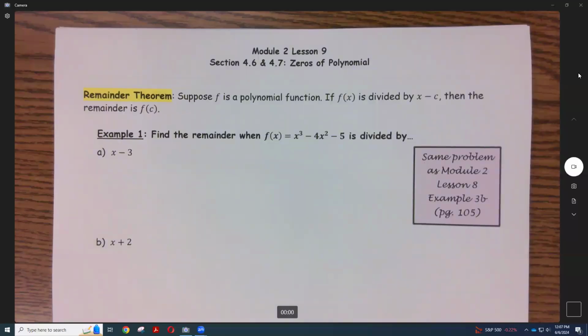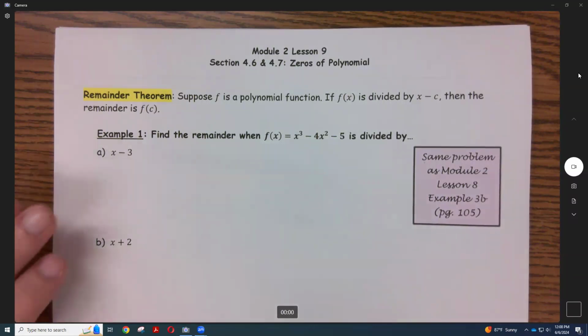The first things that we're going to cover in this lesson are the remainder theorem and the factor theorem. And to be perfectly transparent with you, the only reason I'm covering this is because you have homework questions, but these theorems are a little outdated since we do have calculators. But the remainder theorem states, suppose that f is a polynomial function. If f of x is divided by x minus c, then the remainder is f of c.